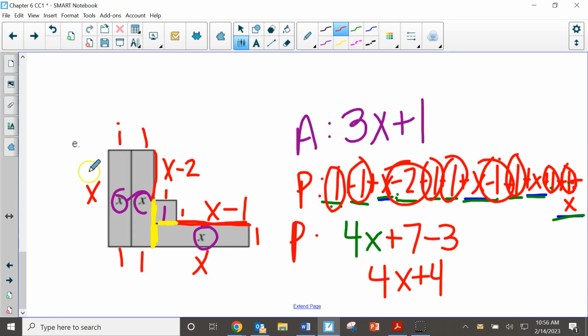So this one's a little trickier, okay? But the tricky part really comes with making sure you label correctly. So like this side was x minus 2. And then making sure you combine like terms correctly. Okay, so this isn't 4x plus 10 because these are minus 2 and minus 1, which means we're taking away some of the units. Okay?